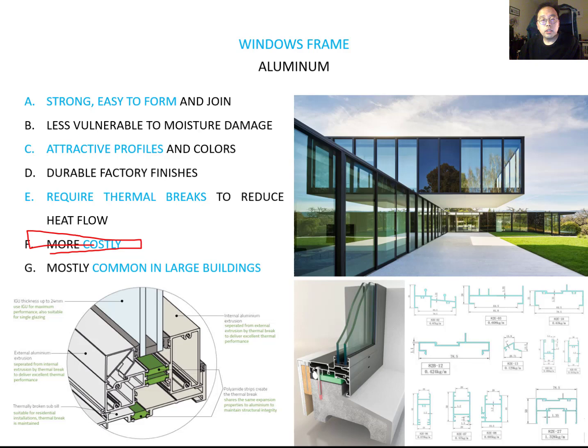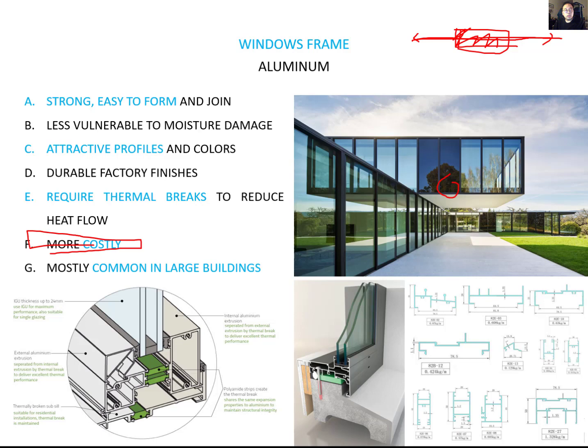But you have to know that aluminum has good thermal conductivity, which means lots of heat energy is lost from the inside, and lots of solar energy is gained from the outside. Because aluminum itself is a highly conductive material, nowadays we consider using the thermal break window.